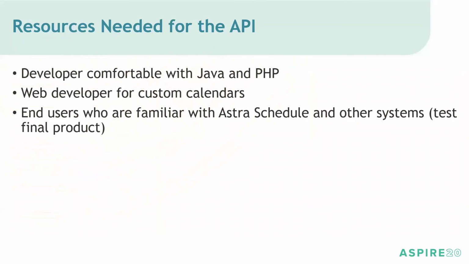So, resources needed for the API. You will definitely need a developer that is comfortable with Java and PHP. If you are wanting to pursue a custom calendar, it is also going to be beneficial to have a web developer on hand. And we will definitely need end users who are familiar with Astra Schedule and other systems to test out the final product, and really the Astra administrator that is going to have administrative rights to the system in order to configure different event types and everything that we need in order to make this integration successful.